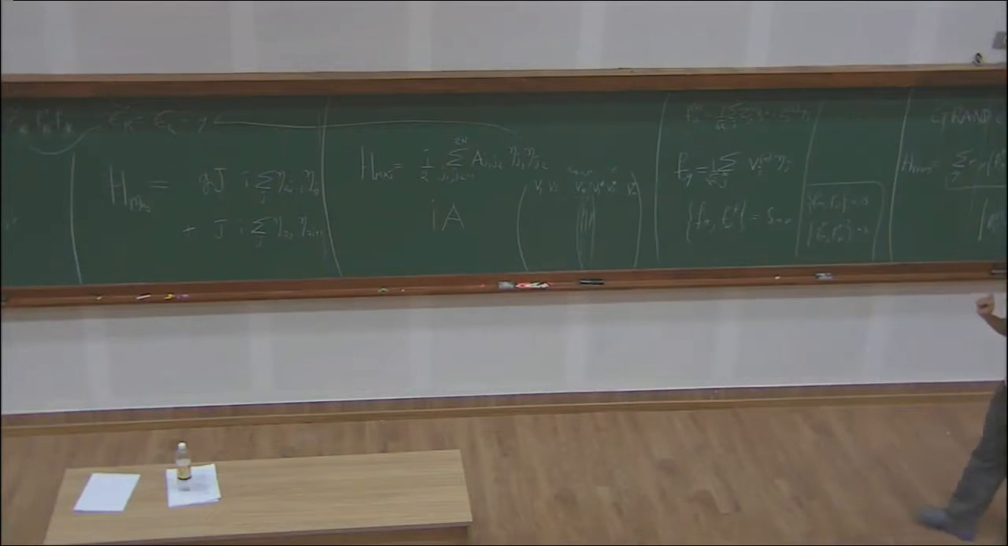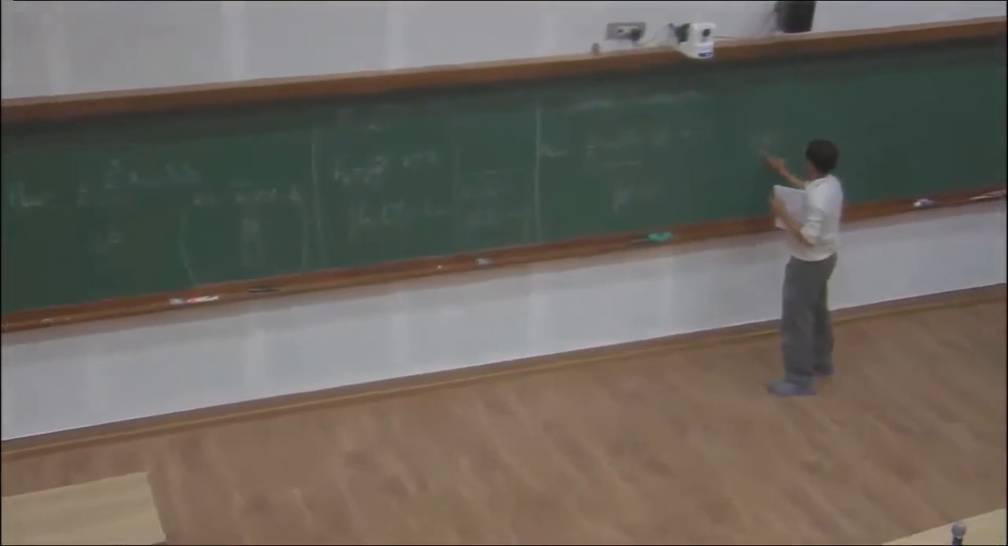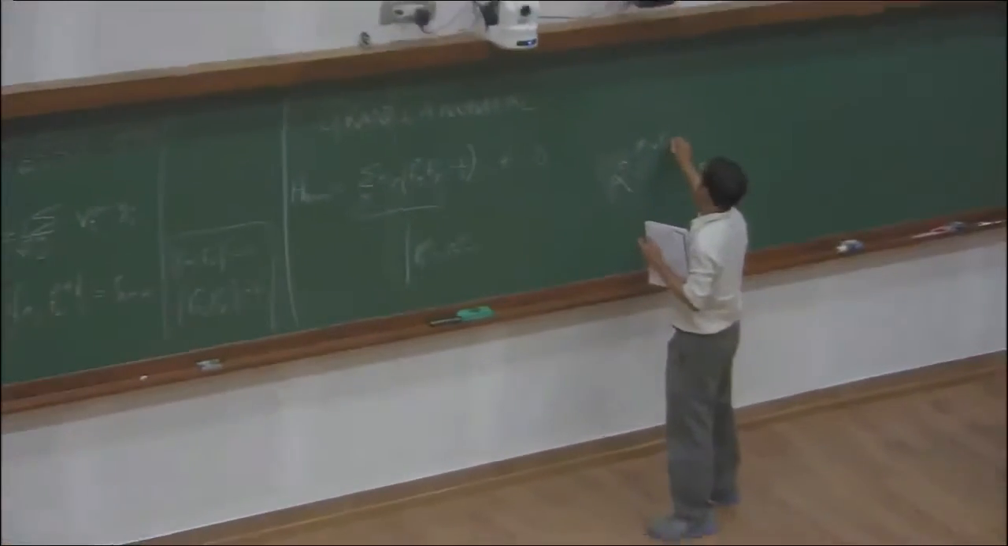Okay? So in general, the ground state degeneracy G is 2 to the number of Majorana pairs.